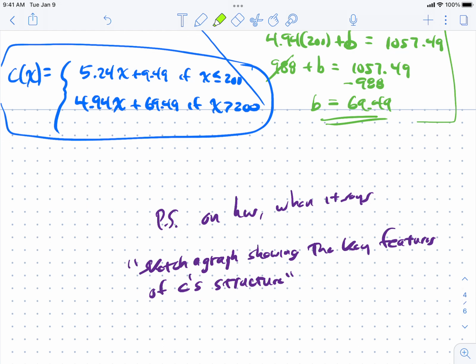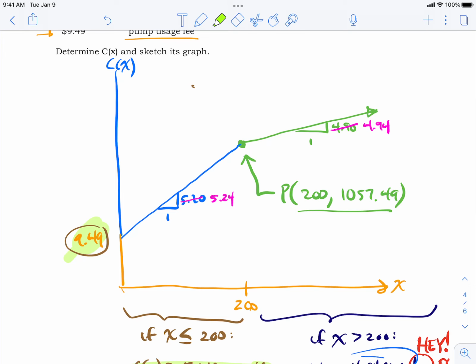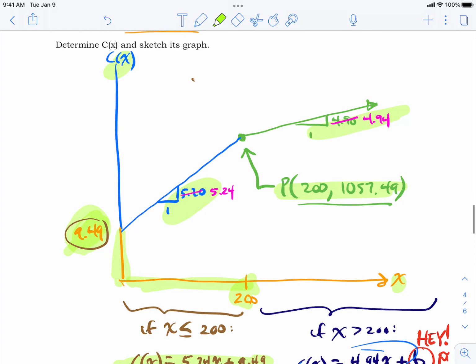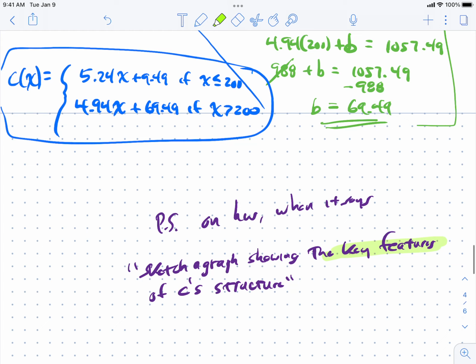What does this mean, key features? What it means is, look what I've got on this graph up here. I've got the y-intercept. I've got the slope. I've got this elbow point. I've got this slope. That's all. Label the x-axis and the cost axis, I suppose. That's enough. You would not be able to say this was to scale. This is 9.5 and this is 200. No, that's not to scale. I don't care about the scale. Just capture the features of the graph. That's good enough. Okay. Alrighty.